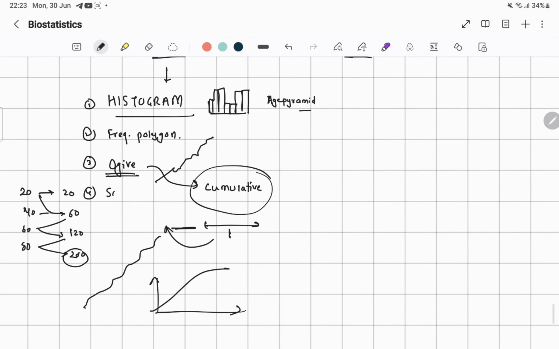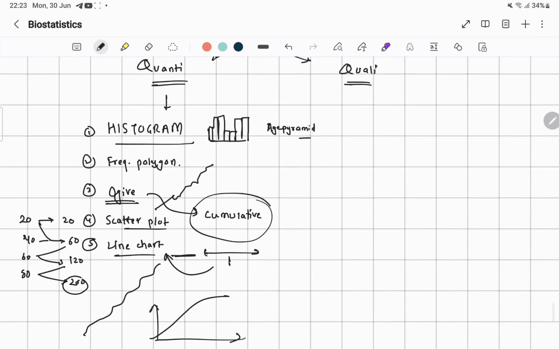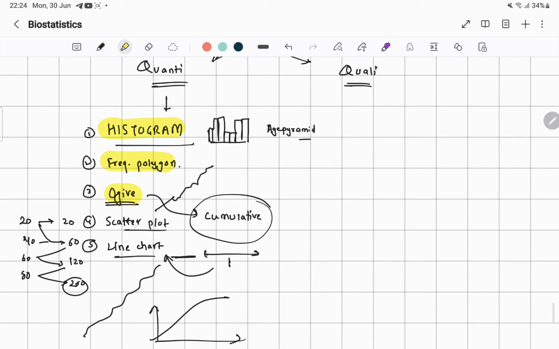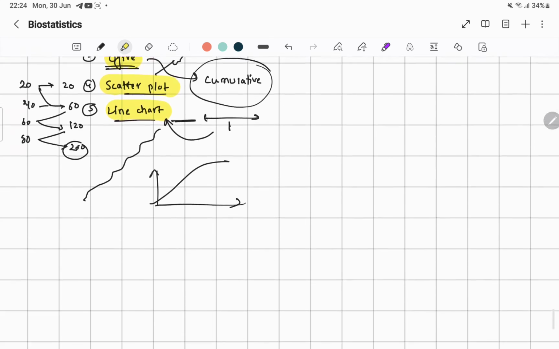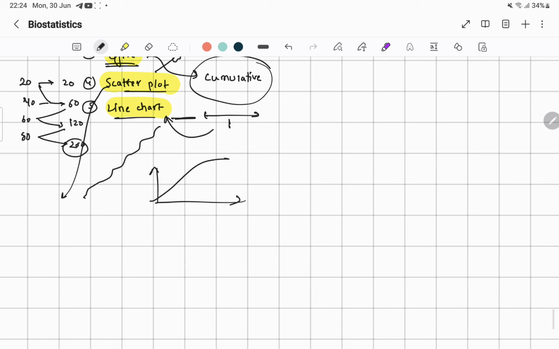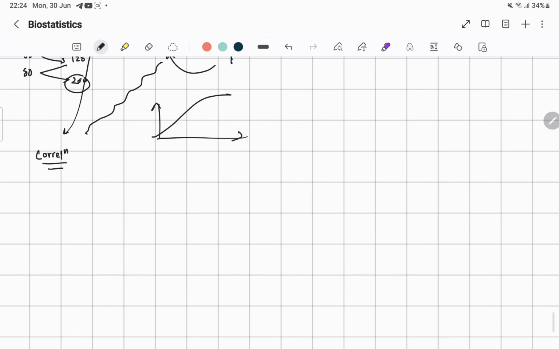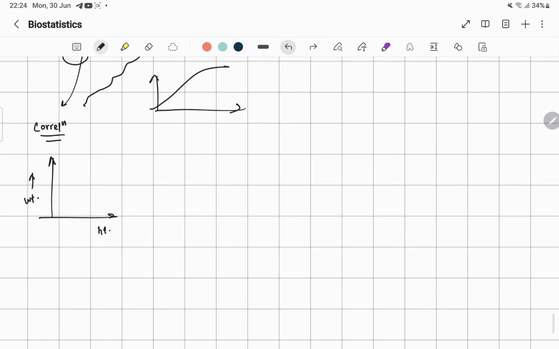Then you can use a scatter plot and line chart. So histogram, frequency polygon, ogive, scatter plot, line chart. These are the methods of representation. So what is a scatter plot? A scatter plot is used for correlation. Let's talk more about correlation. Correlation means the strength of relation between two variables. Let's say the relation between weight of an individual and height of an individual. This is a scatter plot, commonly done in dotted format like this.